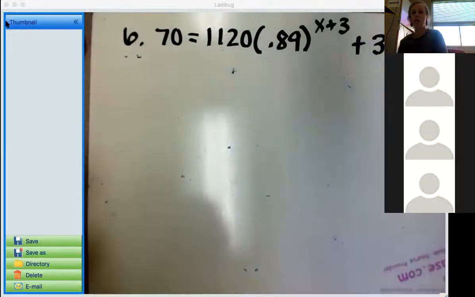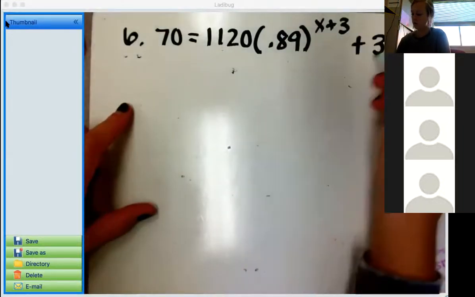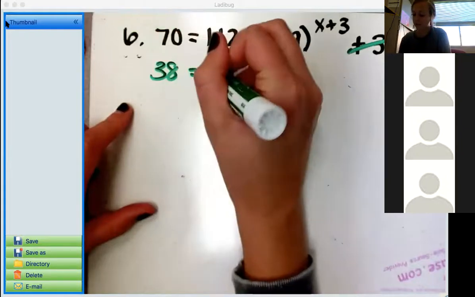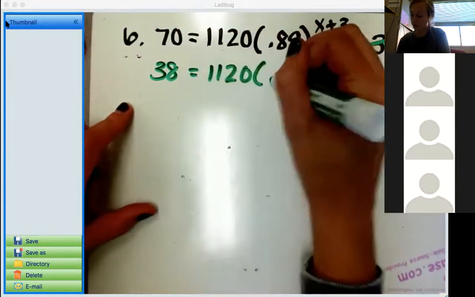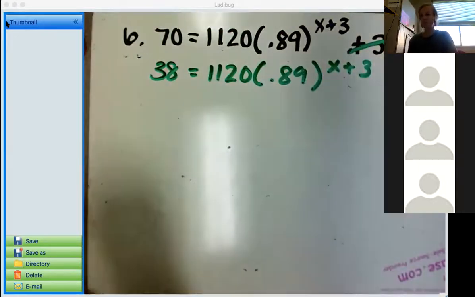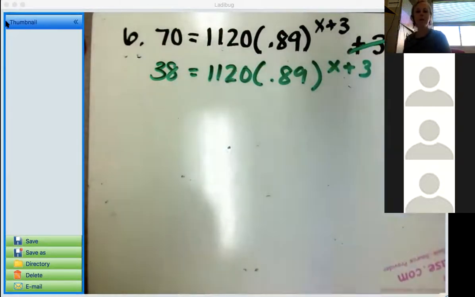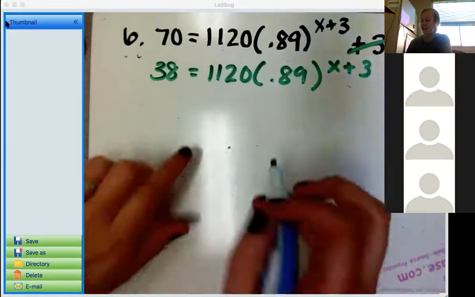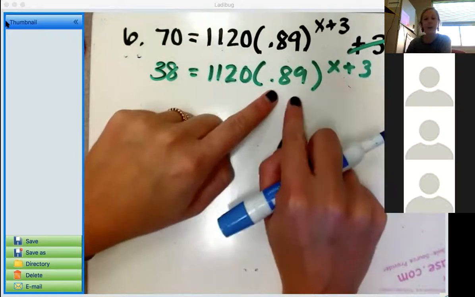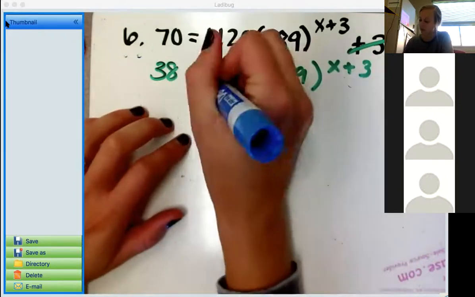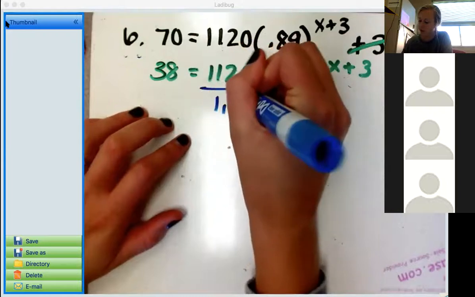32. Good, so did y'all subtract 32 first? Yeah. And so that would give us 38 on the other side. I wrote 48? Oh, it's 38. So then how can we get this base and exponent isolated? What do I need to move next? Divide by 1,120. Good. Divide by 1,120.